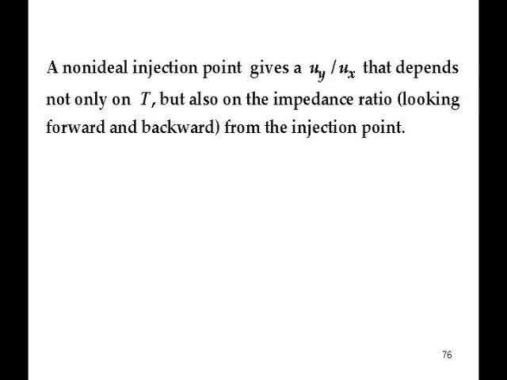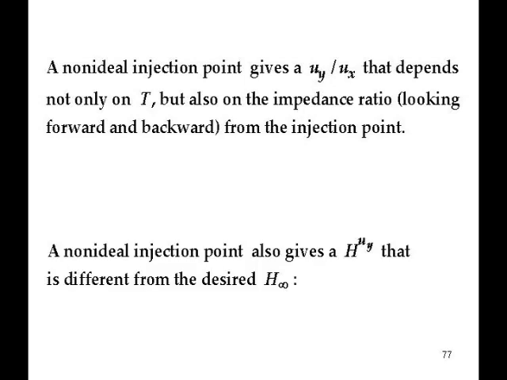So the conclusion is a non-ideal injection point gives a Vy over Vx that depends not only on the true loop gain, but also on the impedance ratio, looking back and forth from the injection point. And that's what you have to be careful about if you're going to use this technique. That's not the only difference. That's what happens to the loop gain. You get the wrong answer for loop gain. But you also get an H infinity that isn't what you want either.